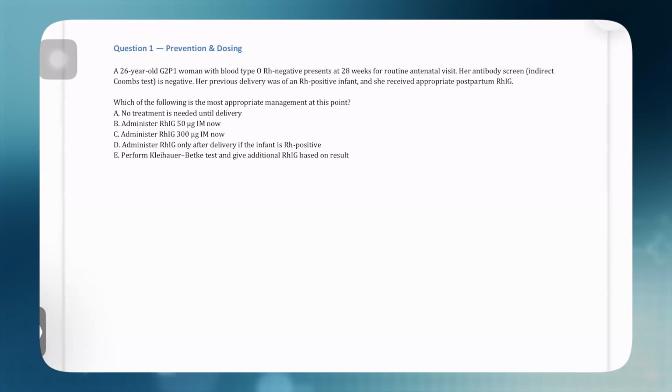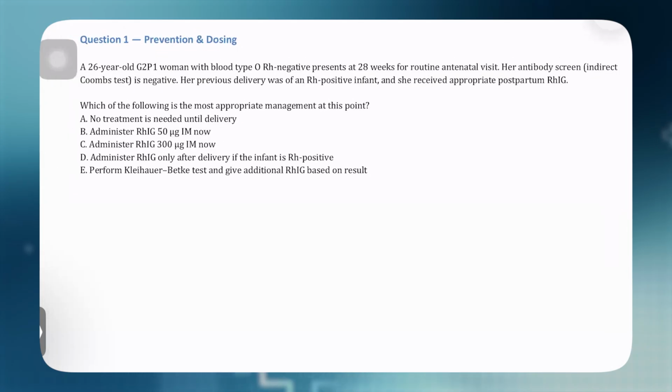Now, the questions that can come from this: a 26-year-old second gravida, one para woman with blood group O Rh negative presents at 28 weeks for a routine antenatal visit.